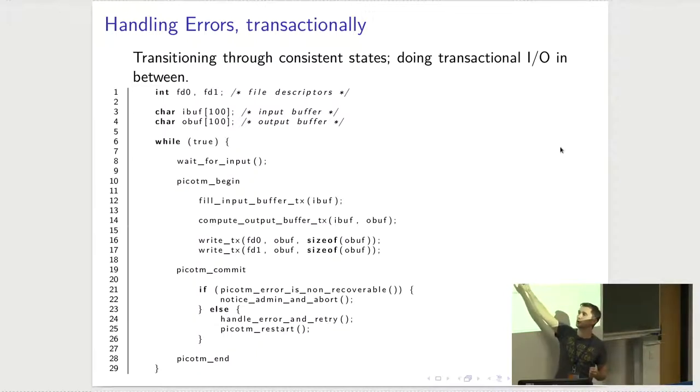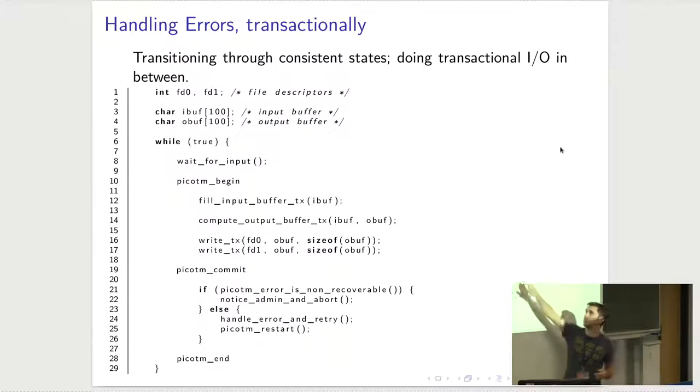Now we compute our output buffer. Computing the output buffer could, for example, involve allocating memory from the system and later freeing it and using it for some temporary storage. But maybe there's another error and the system is out of memory, so that call to malloc, which is in this function, will fail and return null, and it sets the null variable to ENOMEM.